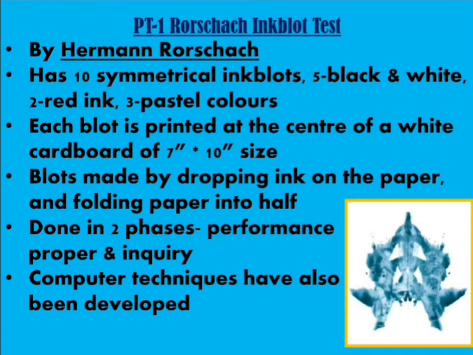So there are 5 black and white ink blots, 2 red ink blots, and there are 3 in pastel colors. Now each of them is printed at the center of a white cardboard of this size. Now this is made by, first of all, dropping ink on the paper, then folding it in half. That is why we get a symmetrical ink blot. Now it is done in 2 phases.